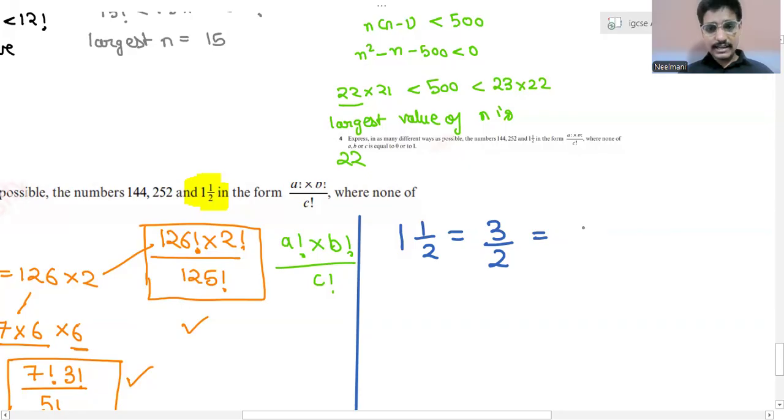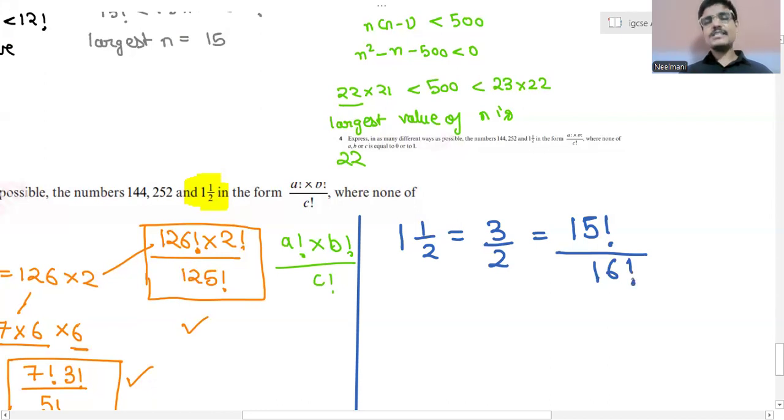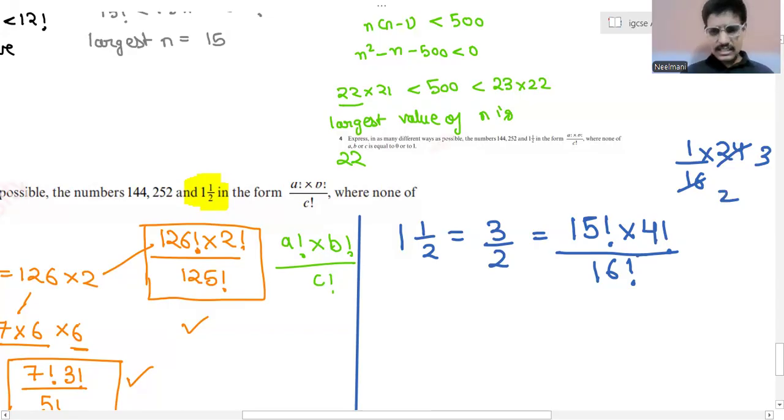There are various ways of finding it. Let's say one of the ways is 15 factorial multiplied by 16 factorial. So what is 15 factorial by 16 factorial? It's 1 by 16, correct? If I want to make 1 by 16 into 3 by 2, what would I do? I would just multiply it by 4 factorial, because 4 factorial is 24. So 1 by 16 into 24, just divide it, and you will get 3 by 2. As simple as that. This is one of the ways.